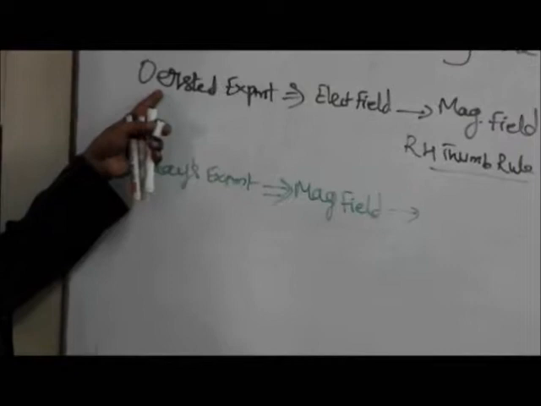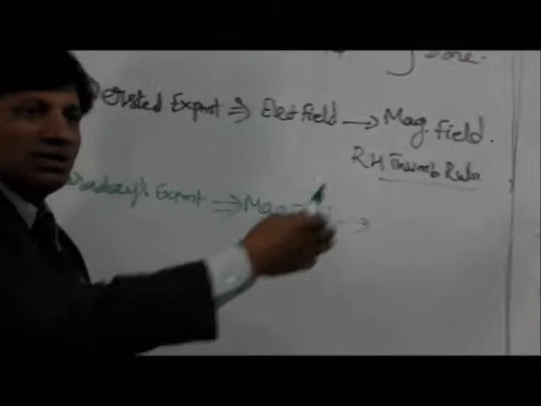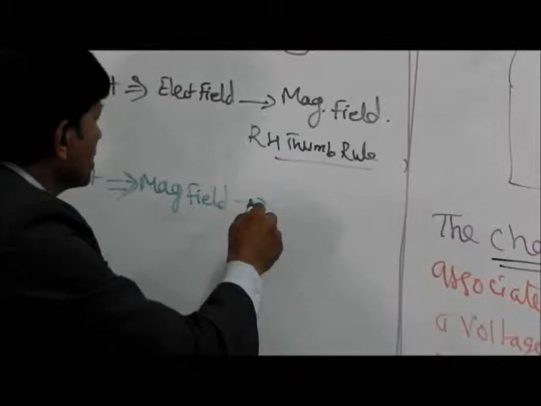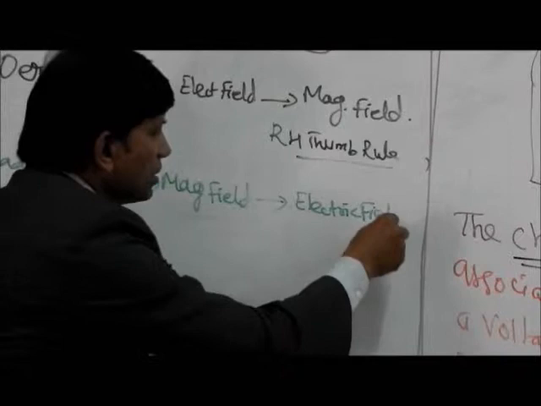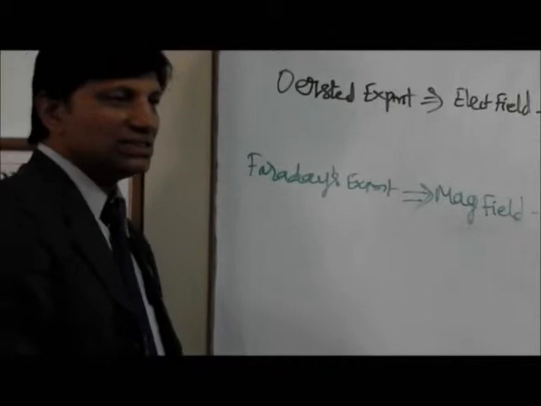Last year you must have studied this. No? So this is where we are studying. This is converting magnetic field into electric field. This is properly called generating electricity. What is called a generator? Which rule is used for a generator?